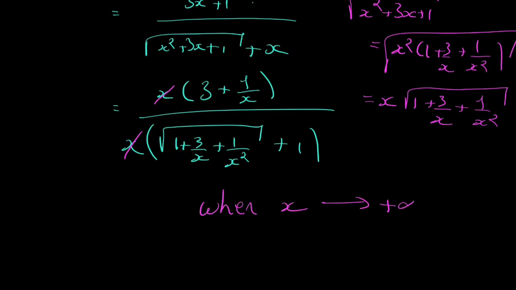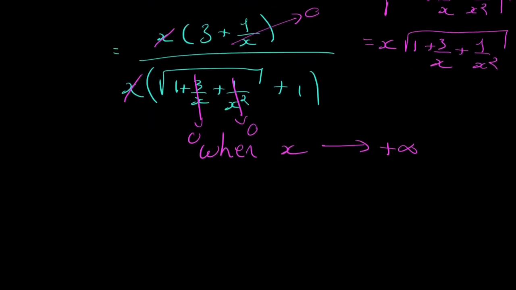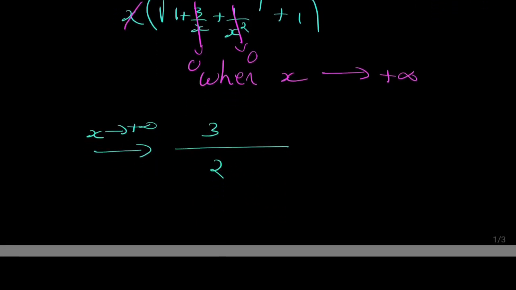tends to the plus infinity, we will have this thing that will tend to 0, this thing that will tend to 0, this thing to 0, and so we are left. This thing will tend, when x tends to plus infinity, to 3 over square root of 1 plus 1, which gives 3 over 2. And this is the value of our limit. A is equal to 3 over 2.